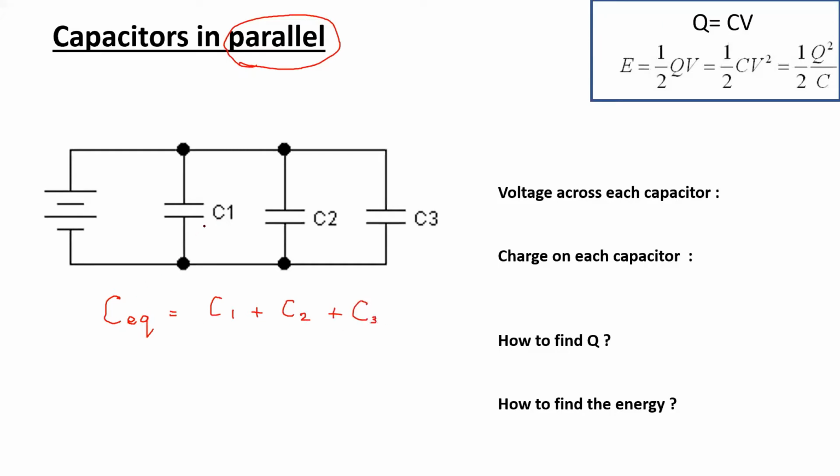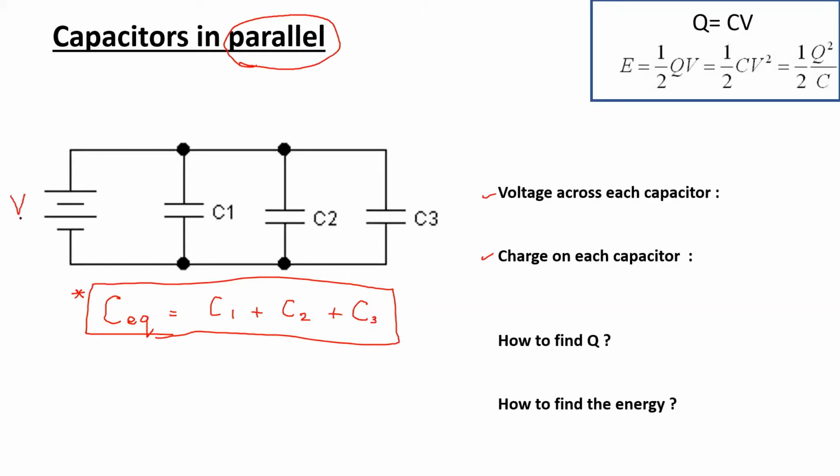See, this is exactly opposite to resistors, right? In series resistors only we did this, but in parallel capacitors we do the same thing. So we add the three capacitors to get the equivalent capacitance. Okay, now we know this equation. Let's go to these parts. Let's see what is happening in this circuit.